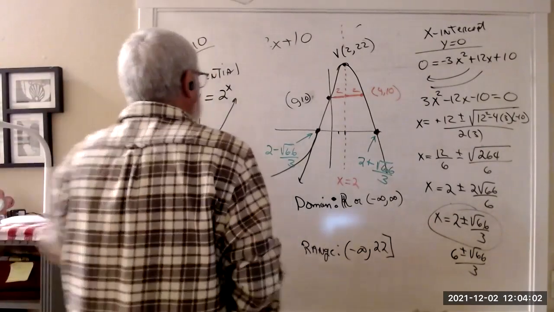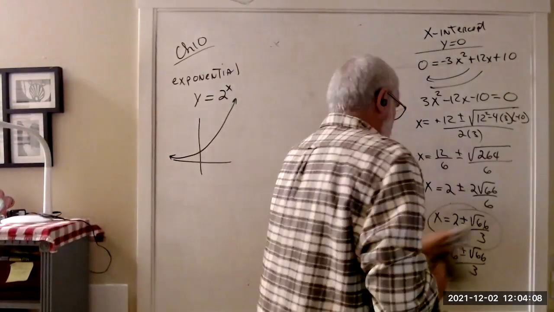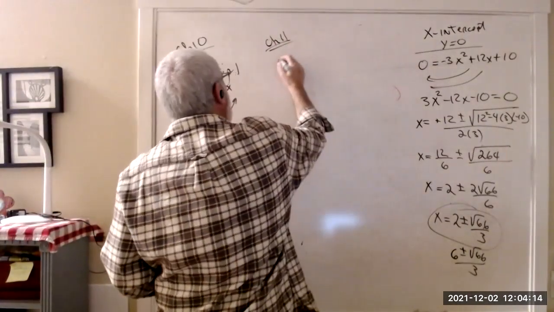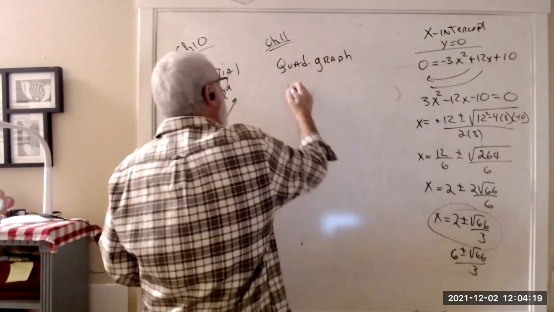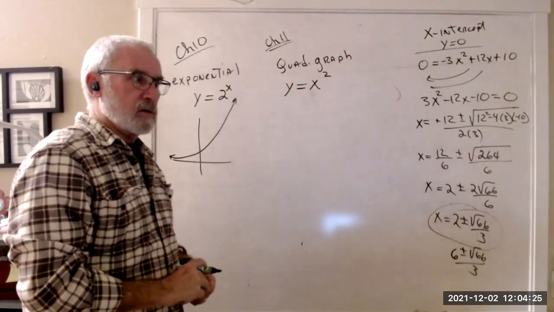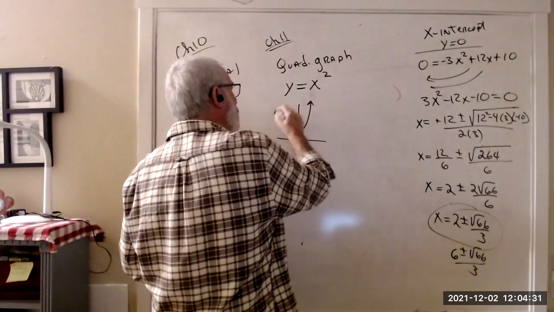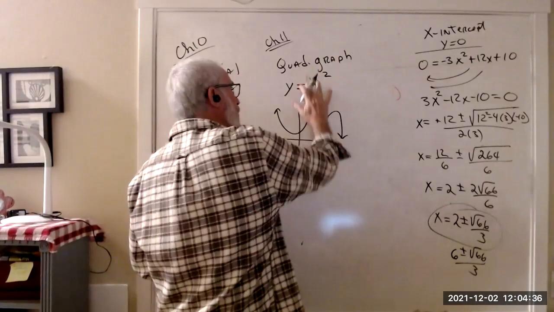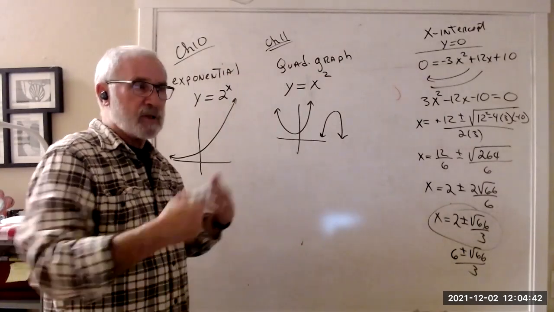In chapter 11, we're looking at the quadratic graph, and that is y equals x to the second power. And so our graph there will either look like an up U or it'll look like a down U, depending on what the coefficient is. But essentially, it's a U-shaped curve. It's a parabola. A parabola is a U-shaped curve.